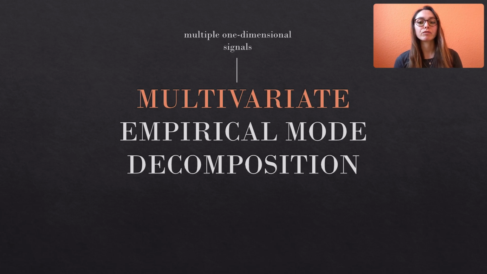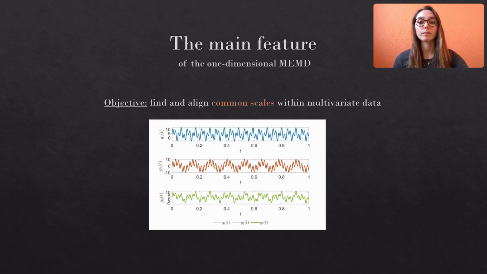In the multivariate framework, we are specifically interested in analyzing how different signals are related. So we want to extract on which timescales, or rather frequencies, and at which time intervals our signals behave similarly. Let's see why the multivariate EMD is a very powerful tool for this.